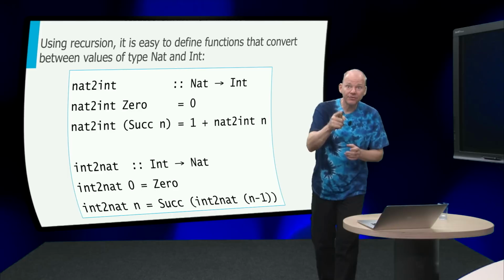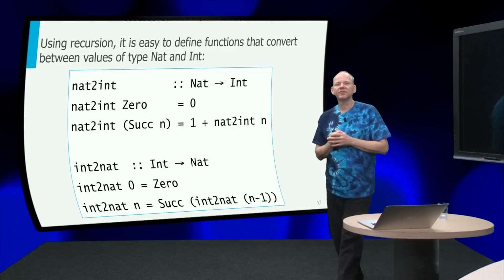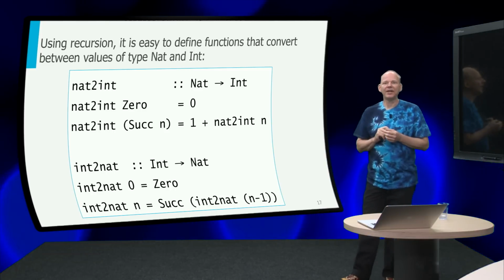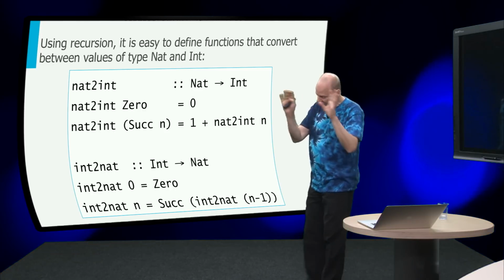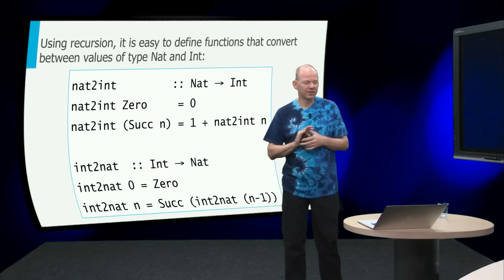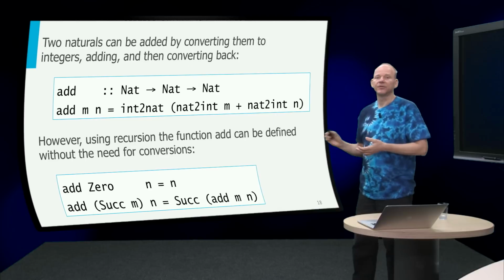Now what you can do is try to prove that these functions are inverses, and then you can show that Nat is isomorphic to Int. And of course, we're sweeping the fact that there are bottoms involved here under the carpet.